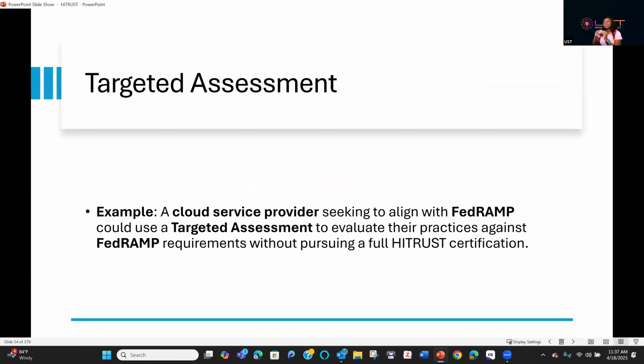So an example of a targeted assessment could be a cloud service provider that is seeking to align with FedRAMP. Cloud could use a targeted assessment to evaluate their practices against FedRAMP requirements without necessarily pursuing a full HITRUST certification.